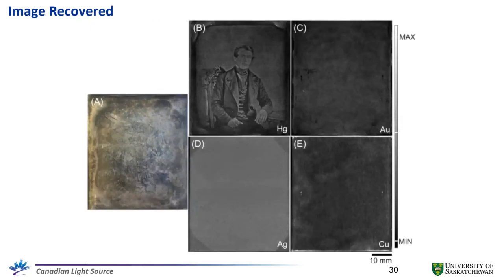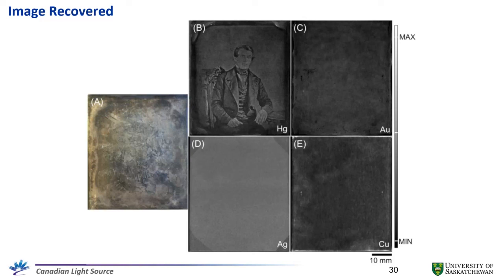So here is the original image. We record this XRF image, and we use, for example, mercury, gold, silver, copper. We use the signal for each particular element to regenerate this image.